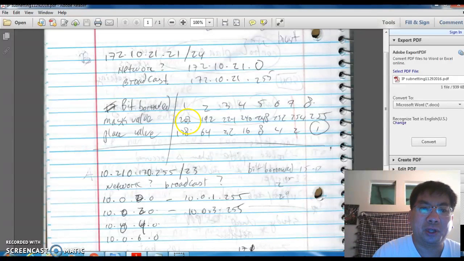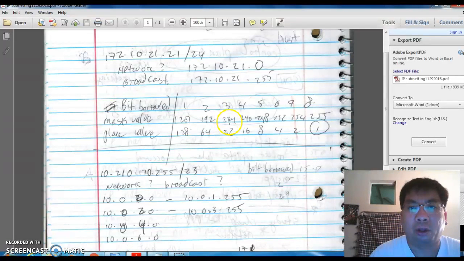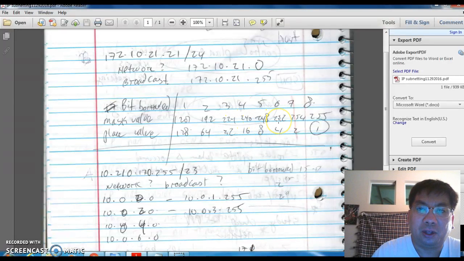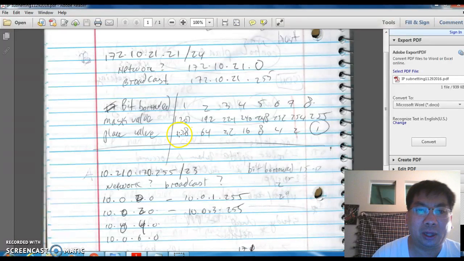The mask values are 128, 192, 224, 240, 248, 252, 254, and 255. That is the mask value, okay? That's the mask value. The place values, you put from here: 128, 64, 32, 16, 8, 4, 2, and 1.